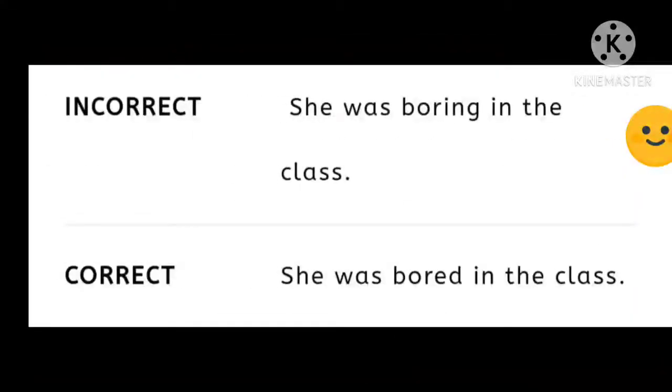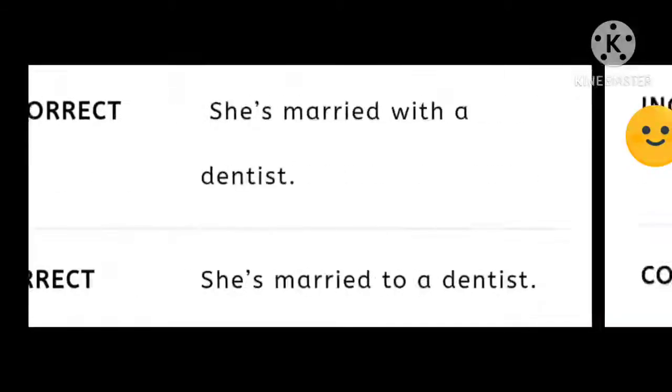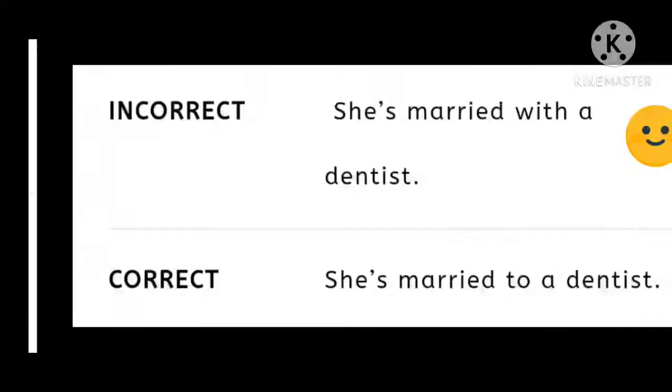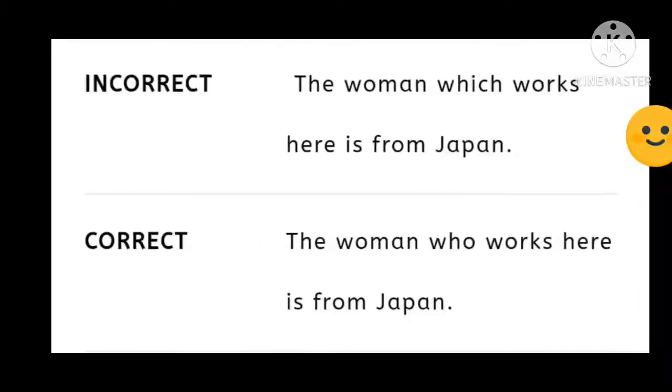She was boring in the class. So it's not sounding good. Was boring. Okay. She was bored in the class. Use bored, the past participle. She is married with a dentist. Already we discussed this.